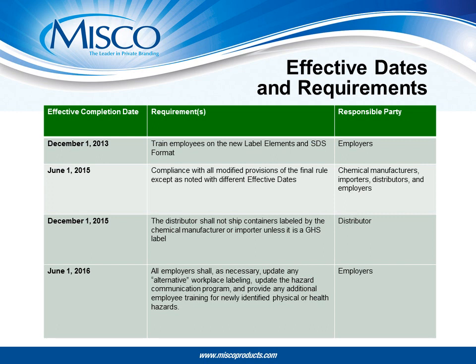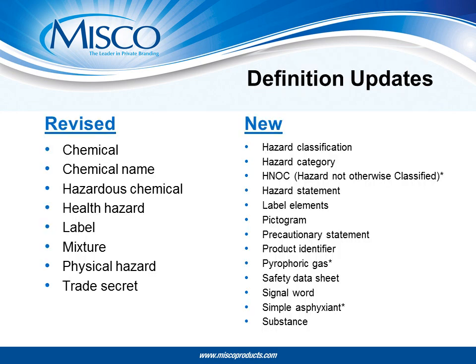December 1st, 2015, the distributor shall not ship container labels by the chemical manufacturer or importer unless it is a GHS label. June 1st, 2016, all employers shall, as necessary, update any alternative workplace labeling, update the hazard communication program, and provide any additional employee training for newly identified physical or health hazards.